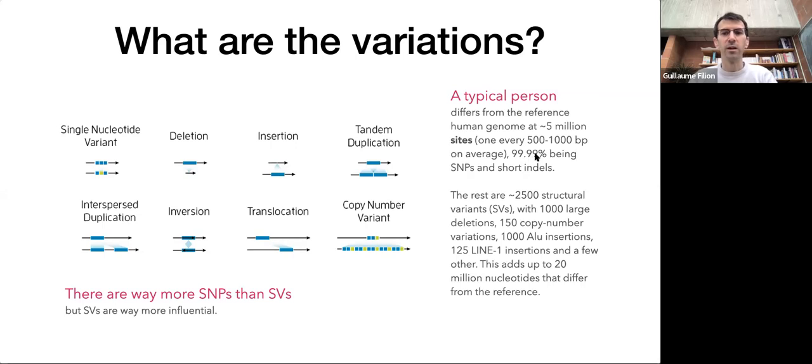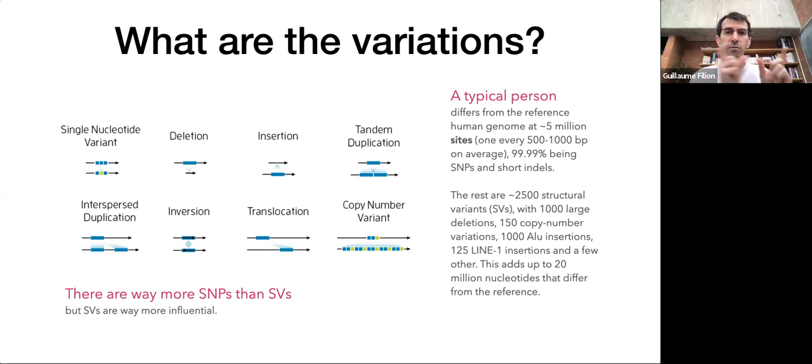But the 0.001% that remains are approximately 2,500 structural variants. They are sometimes abbreviated SVs, with 1,000 large deletions. And large, we're talking about 1 kb or more, something that's not 1 or 2 nucleotides. 150 copy number variations. So it means that these are relatively large pieces of the genome in which we don't have the same number of copies.